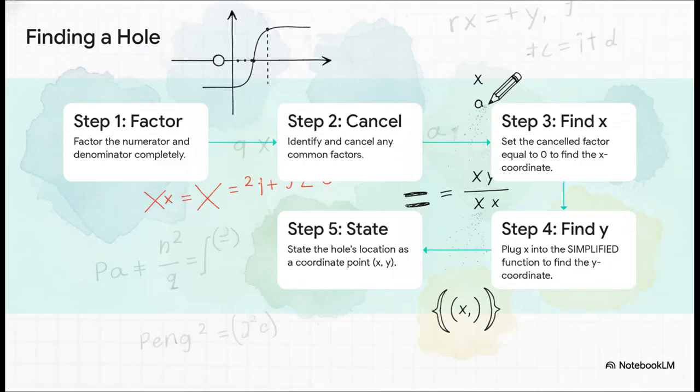Here it is. Step 1, you factor everything, top and bottom. Break it all down. Step 2, you spot the common factor, the one that's in both places, and you cancel it. Step 3, take that factor you just canceled, set it equal to 0, and solve. That gives you the x-coordinate of the hole. Step 4, and listen up, this is the most important part. You plug that x value into the new simplified function to get the y-coordinate. And finally, step 5, you just write down your answer as a point, (x, y).